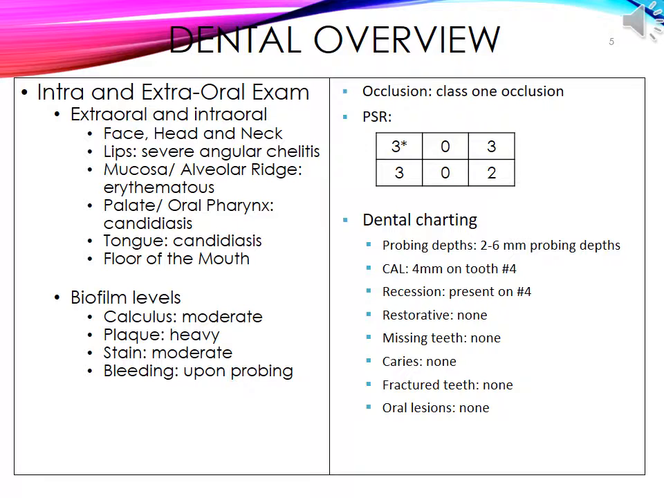Occlusion is class 1. Dental charting. Probing depths are 2 to 6 millimeters. Clinical attachment loss of 4 millimeters on tooth number 4. Recession present on number 4. There is no restorative work, missing teeth, caries, fractured teeth, or oral lesions.